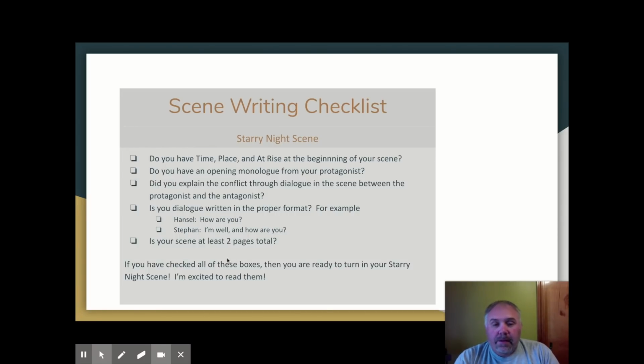And then finally, is your scene at least 2 pages total? All right? So when all is said and done, it should be 2 pages typed, which is about 2 minutes on stage. Every page of typed dialogue is about 1 minute on stage. So we're doing about a 2-minute scene.